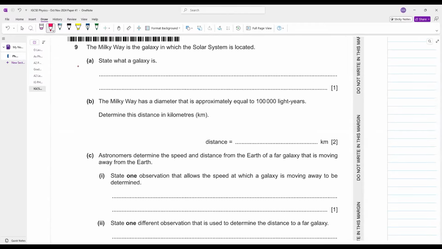Let's further move ahead. The Milky Way is the galaxy in which the solar system is located. State what a galaxy is. Now you have to give the definition of a galaxy. A galaxy is a collection of billions of stars. You will say collection of billions of stars. Simple.